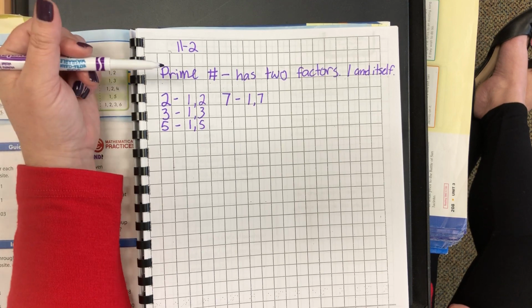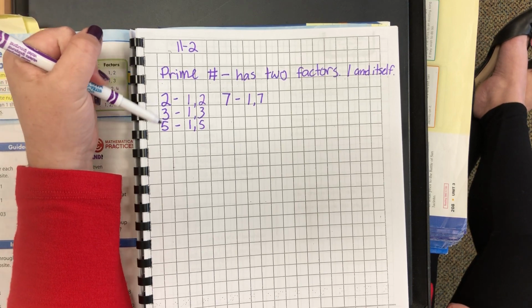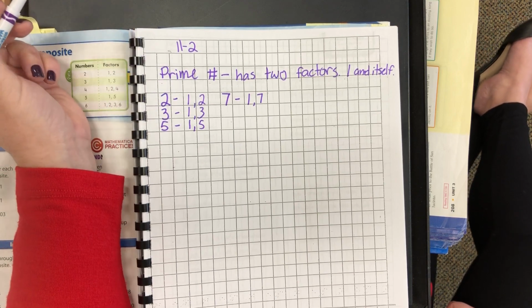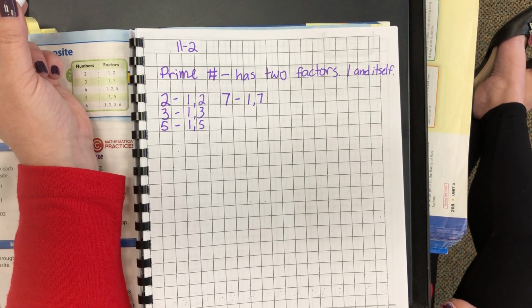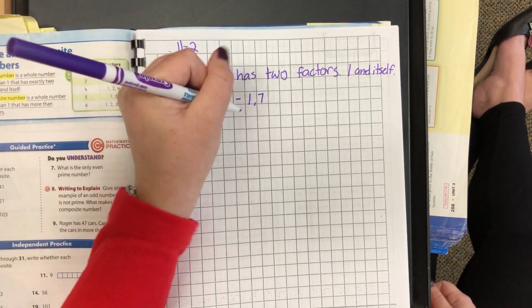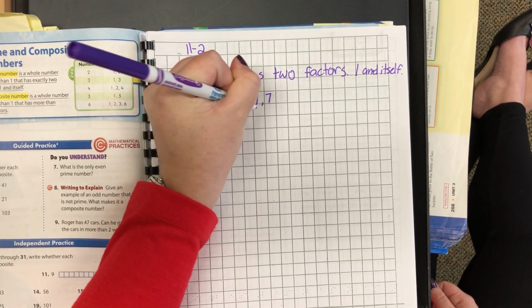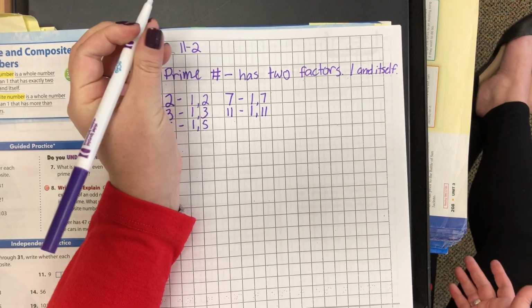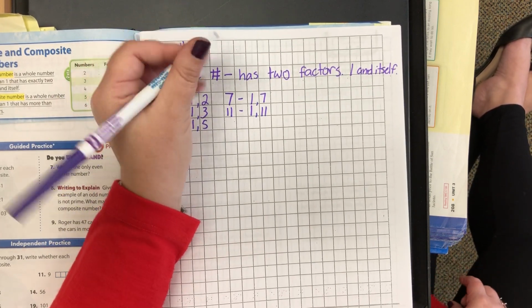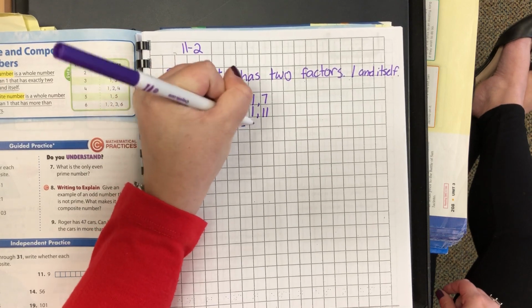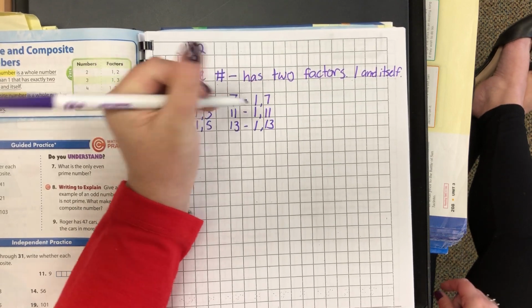So that's the first break in our pattern because before it was all of the odd numbers except for 2 and none of the even. But 9, 1 times 9 and 3 times 3. 10, no. But 11, yes. 1 and 11. What about 12? No. No, there's a lot in 12. But 13, just 1 and 13.